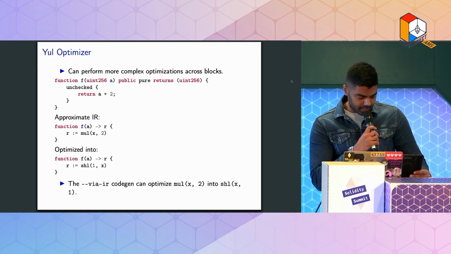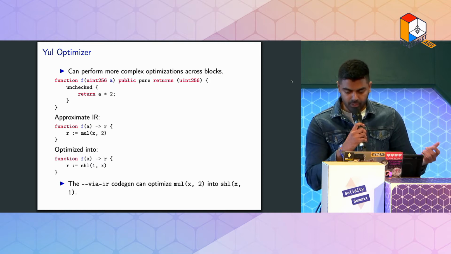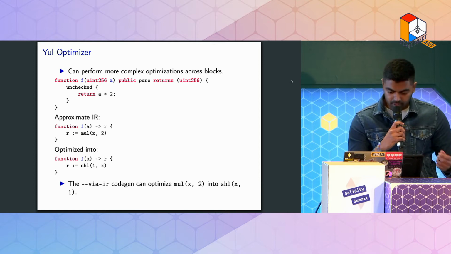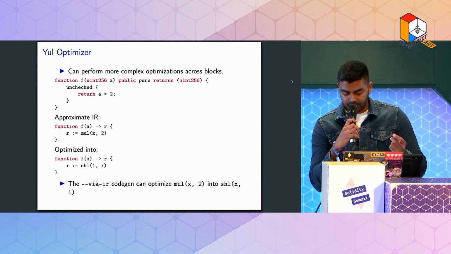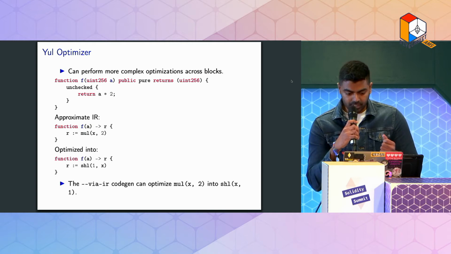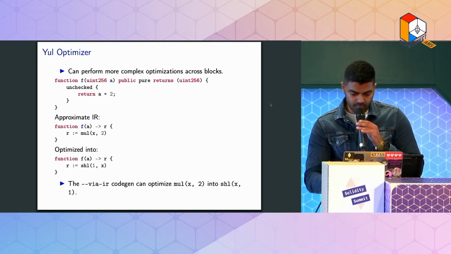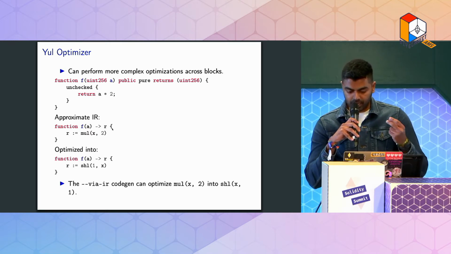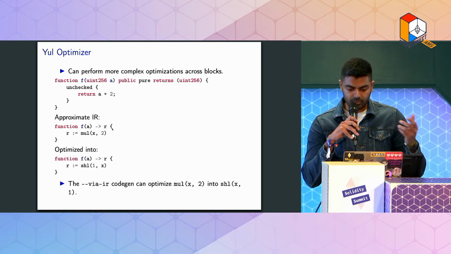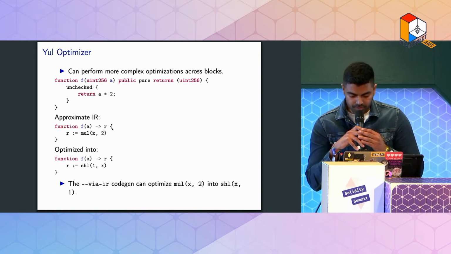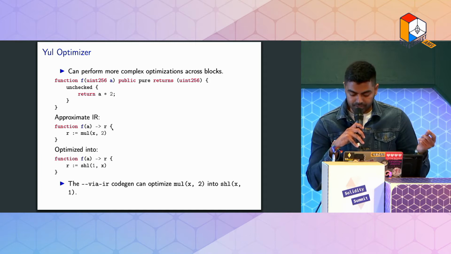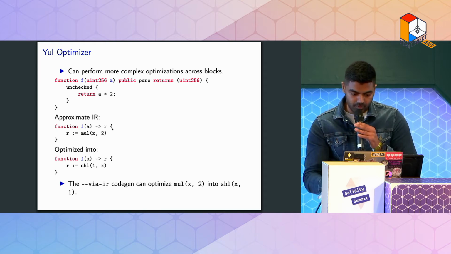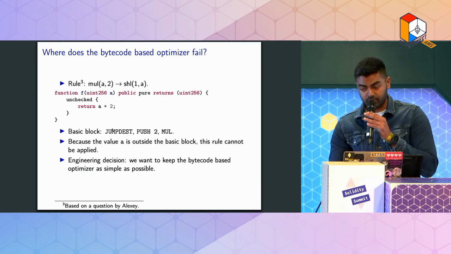Basically, it can perform significantly more complicated optimizations. In the same example, if you look at an approximation of the IR generated by this function, it would look like this function f here. Once we have this IR, we can easily optimize the multiplication into a shift. So if you use the via-IR codegen and the optimizer, this optimization would actually get applied, whereas in the legacy, it doesn't, even though we have a rule for it.